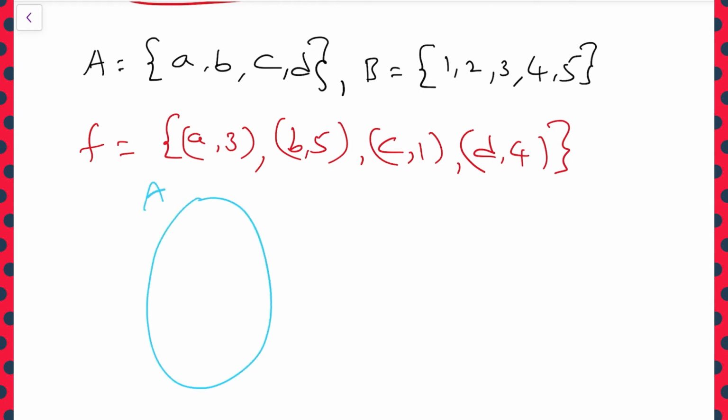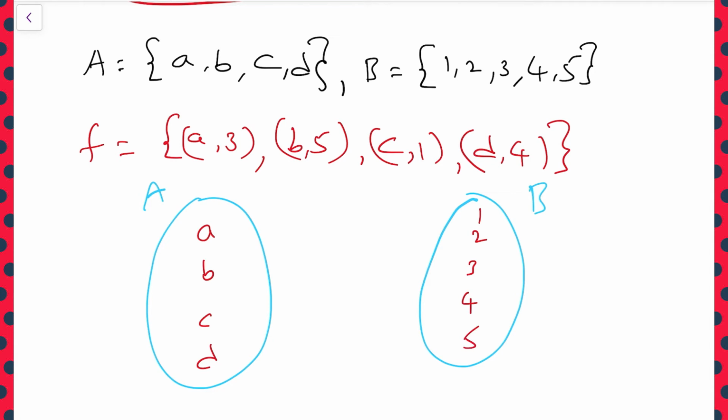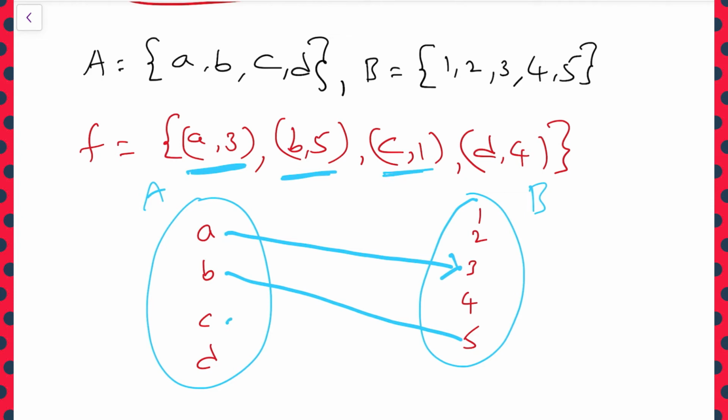This is set A and this is set B. In set A we have a, b, c, d, and in set B we have 1, 2, 3, 4, 5. (a, 3): a is connected to 3. (b, 5): b is connected to 5. (c, 1): c is connected to 1, and (d, 4): d is connected to 4. Whatever the question gave with ordered pairs, I am writing the same with a Venn diagram so that we can understand easily.